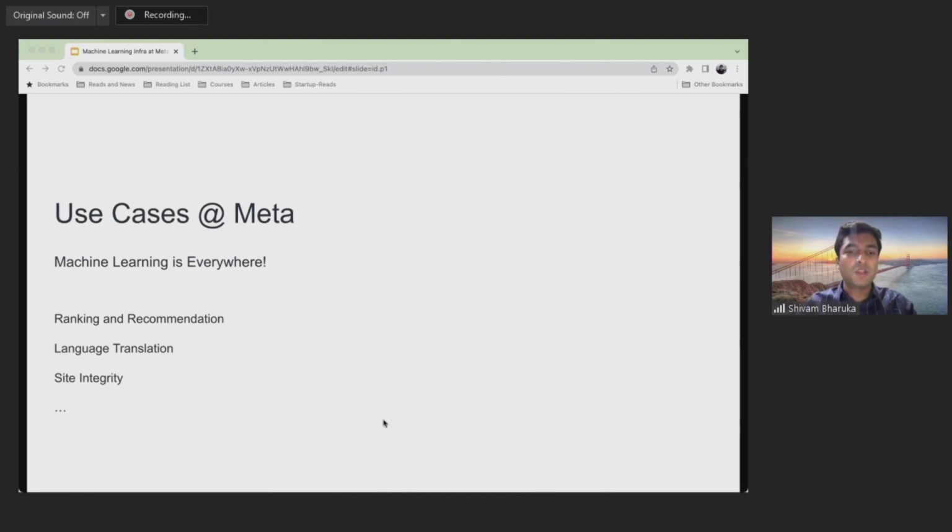For example, newsfeed ranking algorithms use machine learning to help show the relevant stories to the users of our platform. Ads leverages machine learning to determine which ads to display to a given user. Similarly, language translation helps any post to be translated from any language to a language of the user's choice, and site integrity helps identify bad actors on the platform. There are so many more use cases like these which are used and leveraged by our services at Meta.